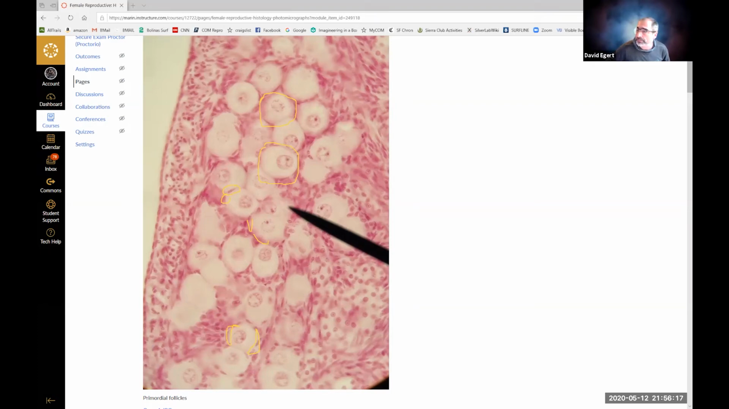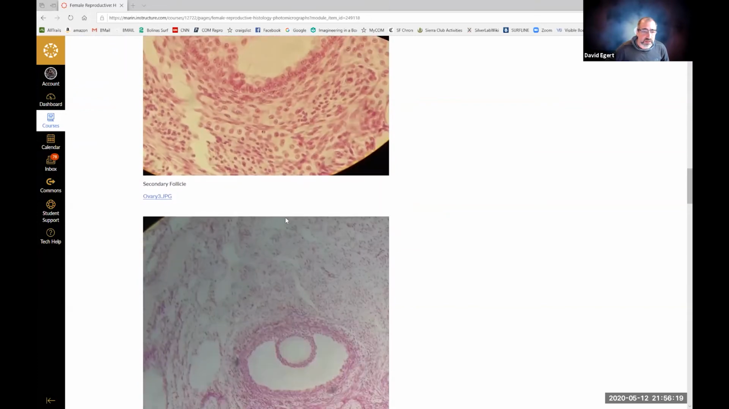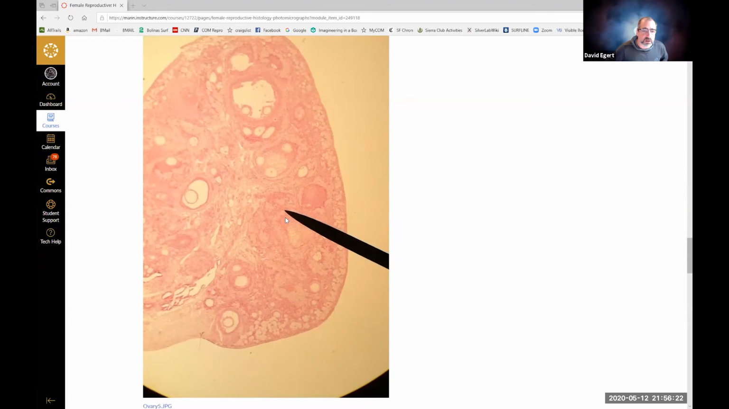If I go down here, this is kind of showing a larger picture of the entire ovary with all the different things going on. And if you look in this, what you'll notice is there are just tons of them, all these little dots everywhere, all around the outside here. Those are all primordial follicles. We were just zoomed way in on one of them or on a few of them, but they're all over the place.